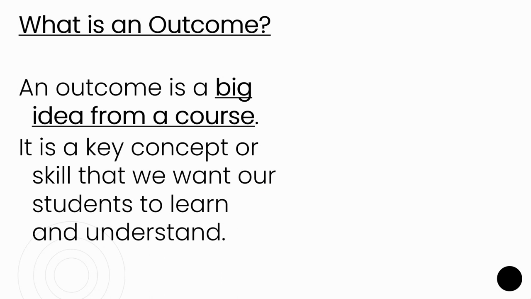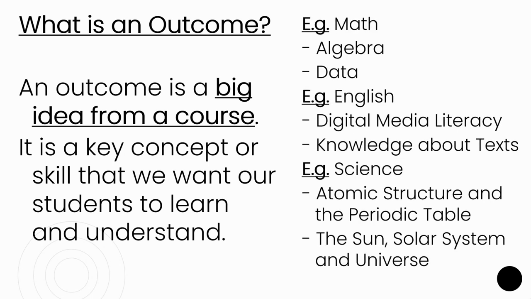Outcomes are big ideas in a particular course. They come from our ministry curriculum documents and summarize the key concepts that we want our students to learn. For example, in grade 9 science, one of our course outcomes is atomic structure and the periodic table, because that's a big idea in the course. Within that outcome, there are lots of smaller ideas, like learning about electrons, protons, elements, compounds, and so on.